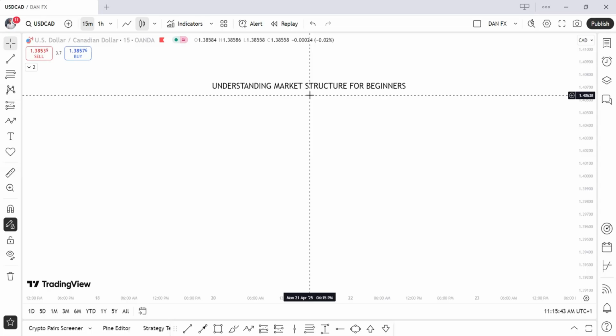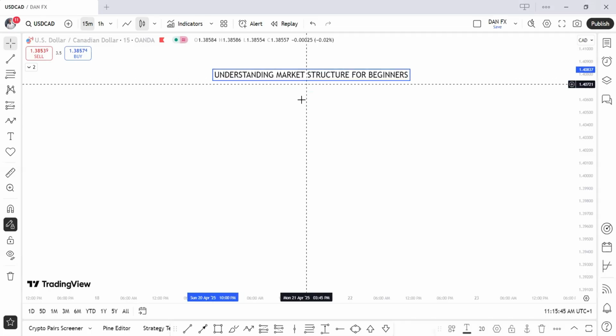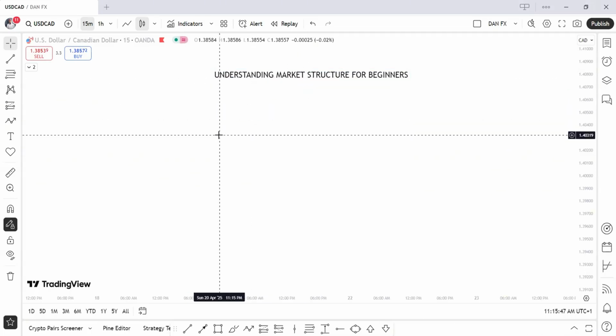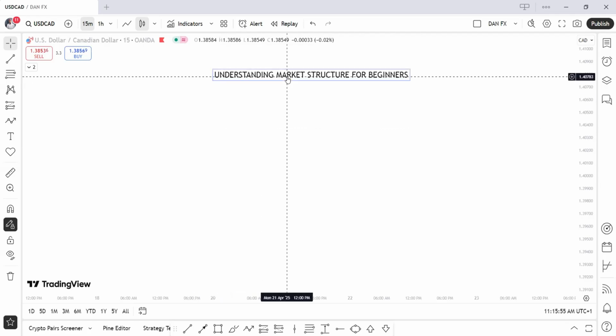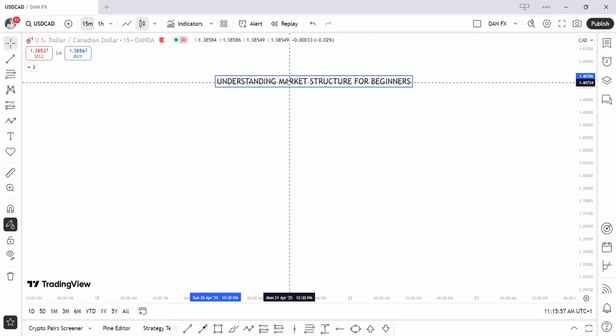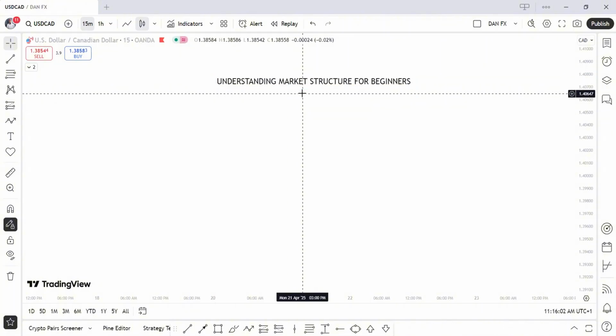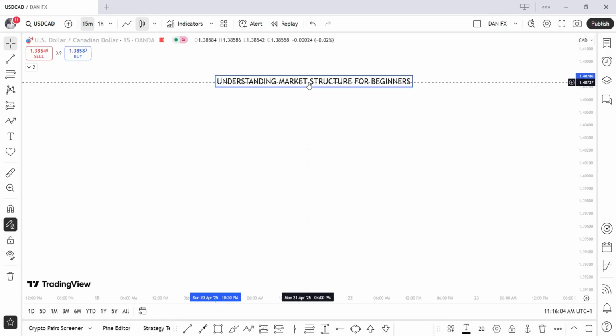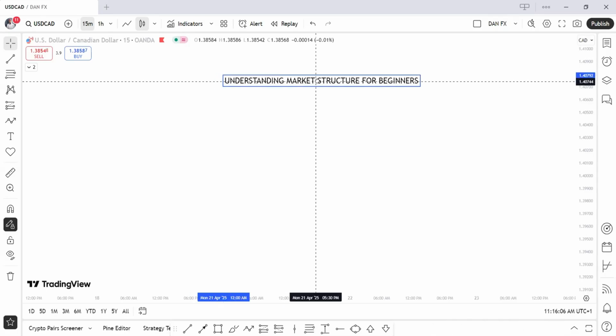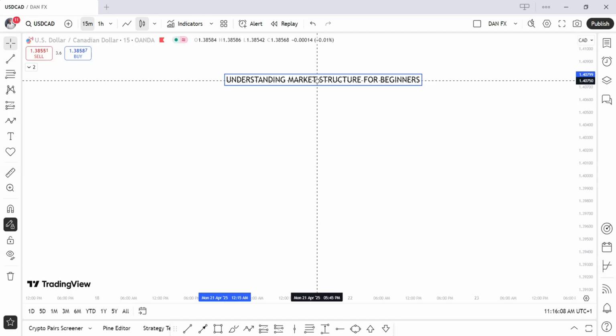So, understanding market structure for beginners. What exactly is market structure? Market structure is basically the skeleton of the market, the structure of the market, how the market moves, how the market is formed, how the market goes from one point to another. It's very important that you understand this concept because you can't really become a professional or advanced trader if you don't understand market structure. Market structure is crucial for you to do any technical analysis. You need to have the basic foundation and understanding of market structure.